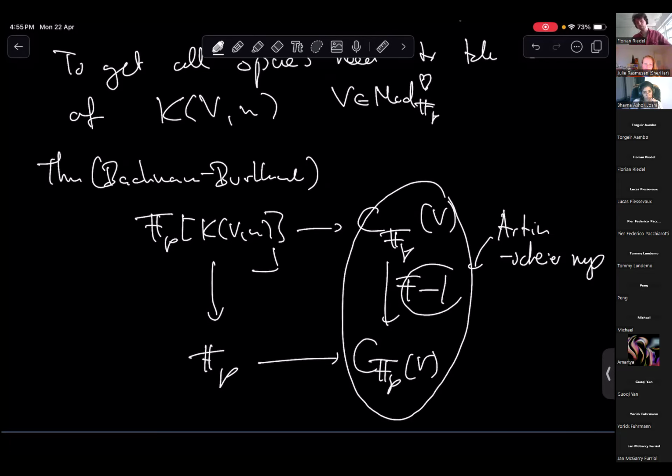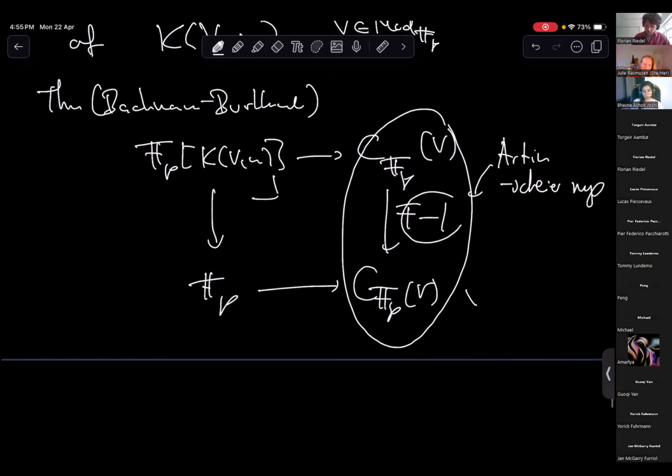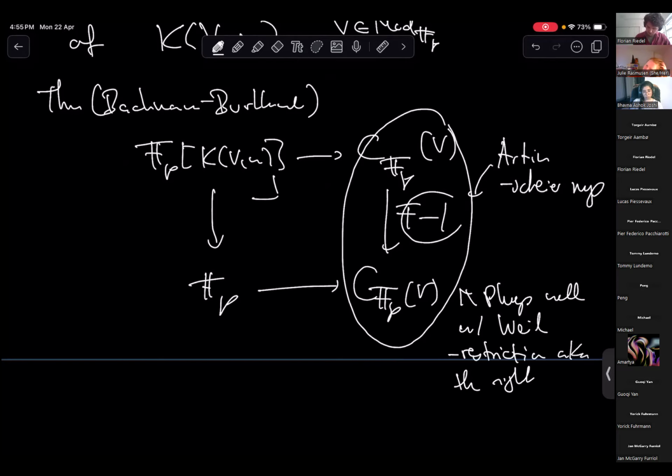And this basically lets you prove it for all Eilenberg-MacLane spaces, and then you go from there to all spaces, which is very similar to how the dual proof in algebras works. Basically, once you have Eilenberg-MacLane spaces, you kind of win. Yes, right. So this side plays well with Weil restriction, aka the right adjoints.